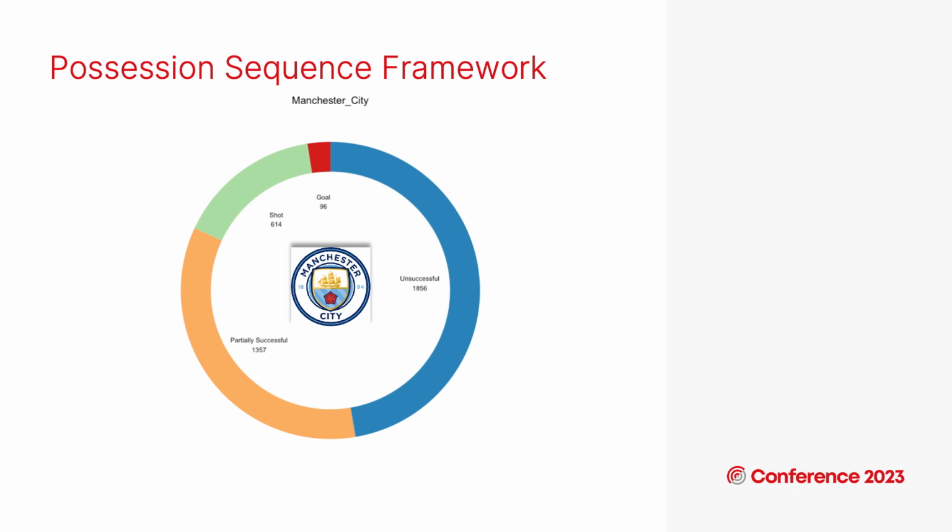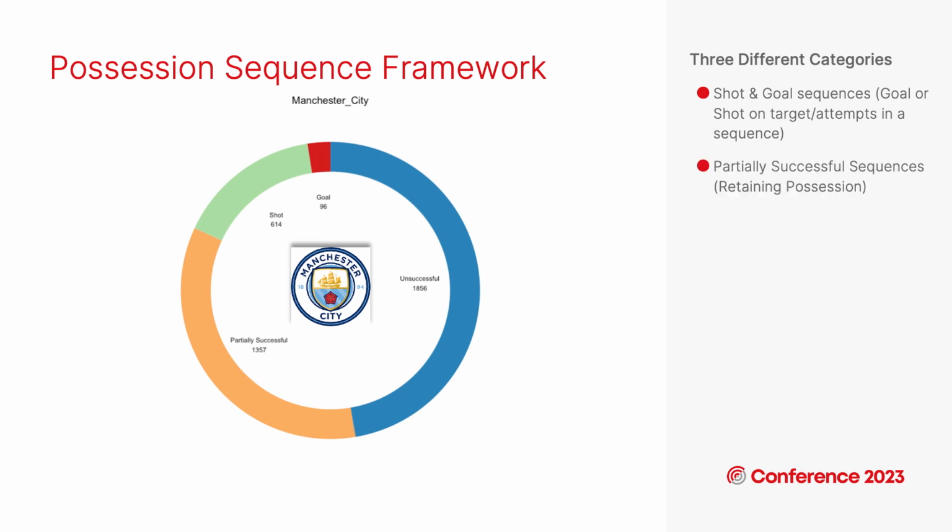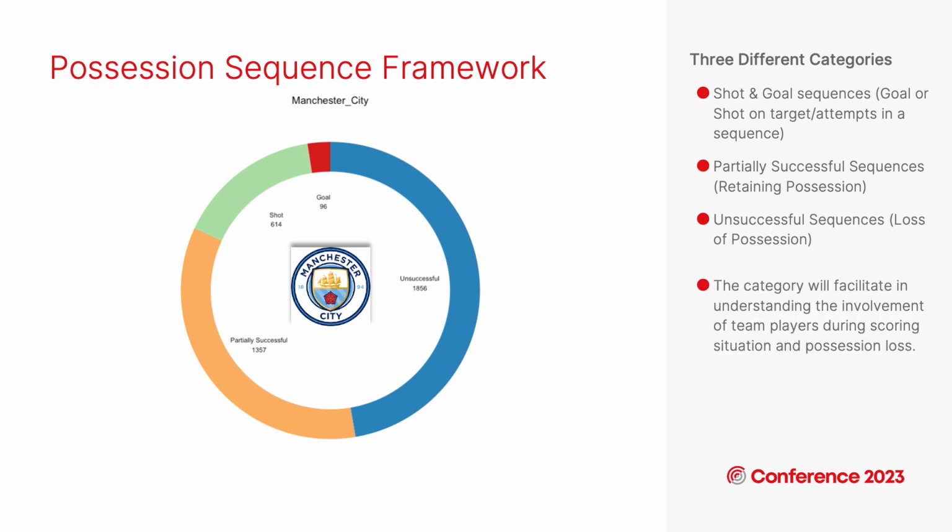Let's understand the possession sequence framework. This is the key aspect of our study because here we created 4 categories. In this study, we only included shot and goal sequences as one category. But we calculated partially successful sequences as well, which means the team retains the possession, and unsuccessful sequences, where the team lost the possession. We believe that this helps us narrow down how players play in situations where a goal is scored or the team lost the possession.